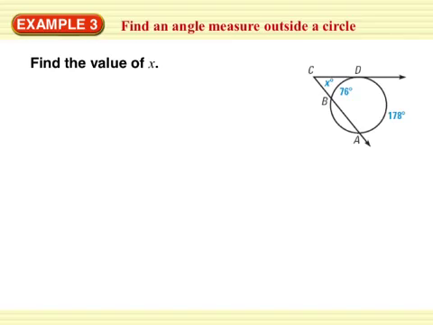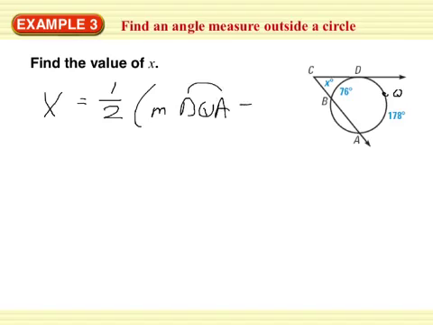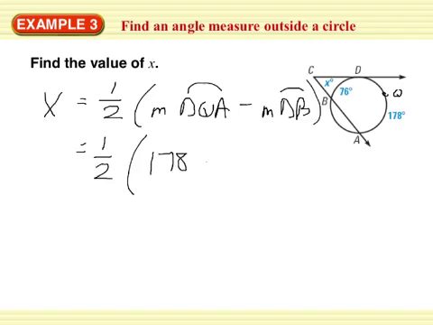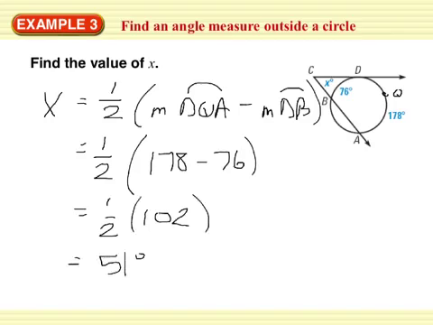Okay, now we have outside the circle. So this one is 1/2 the measure of arc DQA minus the measure of arc DB. So we have 1/2 times 178 minus 76. That's 51 degrees.